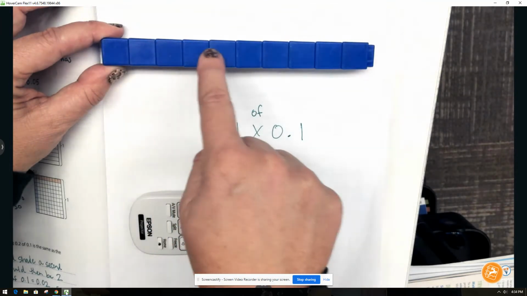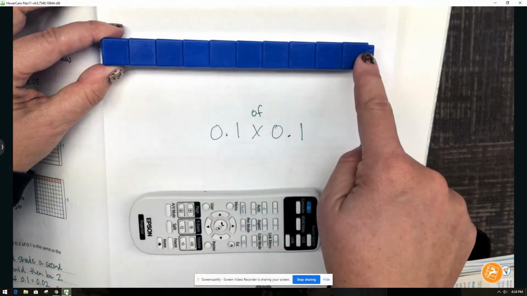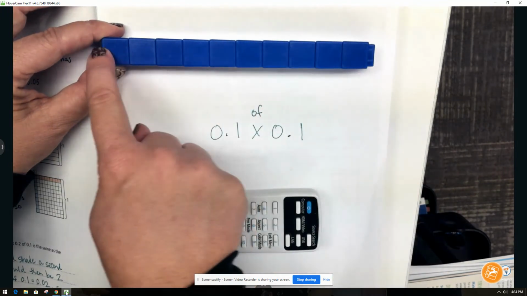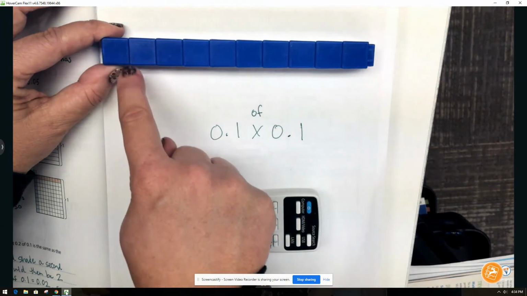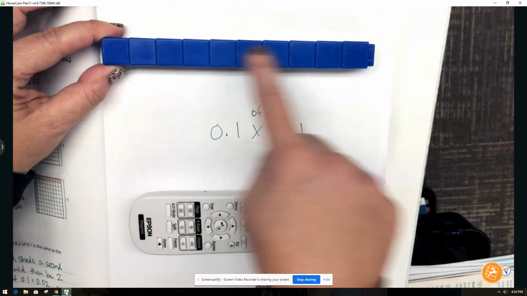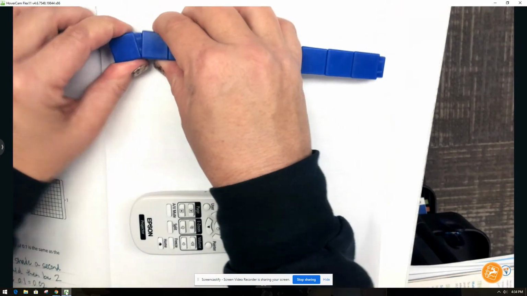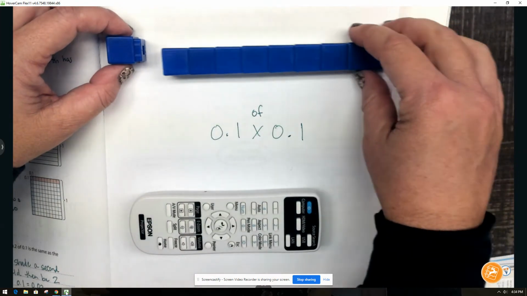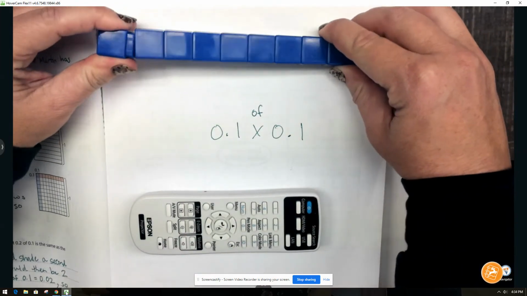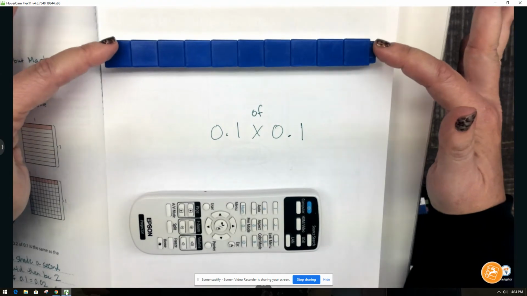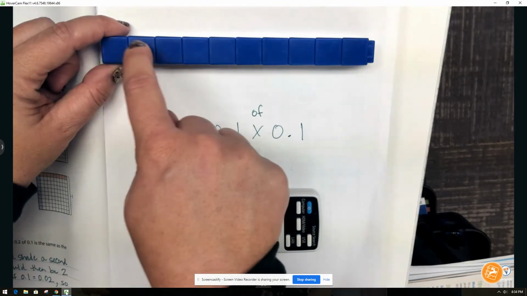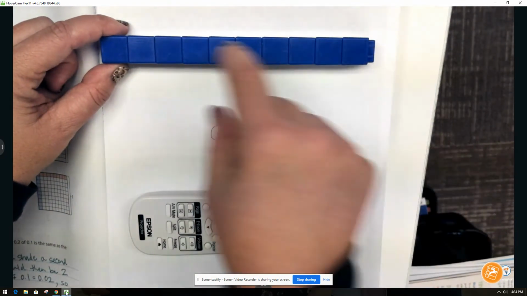So 1, 2, 3, 4, 5, 6, 7, 8, 9. Oh my goodness, did I really lose one? 1, 2, 3, 4, 5, 6, 7, 8, 9, 10. Oh, there we go. Okay, so there are 10 there. So how much would be 1/10 of this 1/10? That would be 1/100th. Okay, let's try that again. 10 of these sticks makes a whole, or it would be 100 of these units to fill one whole.